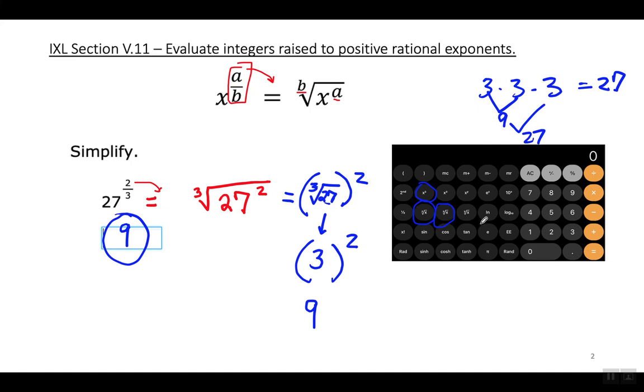Okay, but let me show you some better buttons that work no matter what numbers they give you, okay? So these are the important ones, the most important ones.